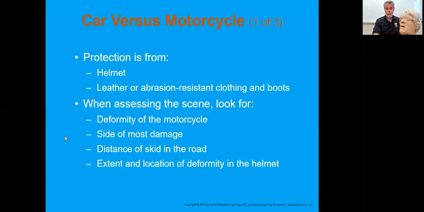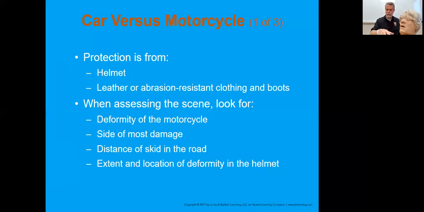So when you get to the scene, look at the motorcycle. Where was it struck? How was it hit? Look at the side that has the most damage. If I'm driving the motorcycle and a guy hits me from the right side, there's a good chance that my right leg, maybe the lower leg or even the femur itself, has suffered enough force that it could break. So we have to be aware that looking at that motorcycle can also indicate what type of trauma that patient has suffered. And if you get to the patient first and there are obvious injuries, that's fine.